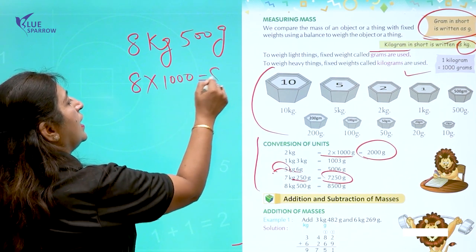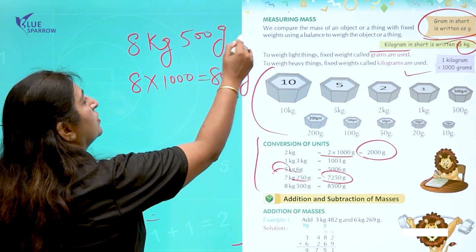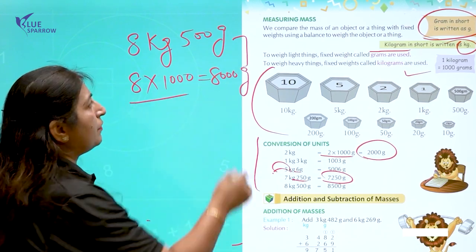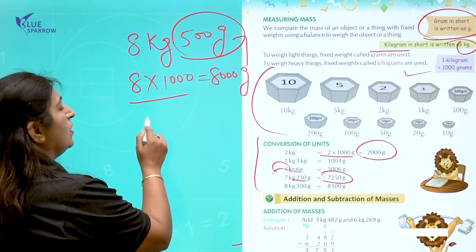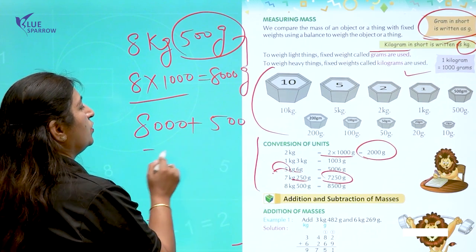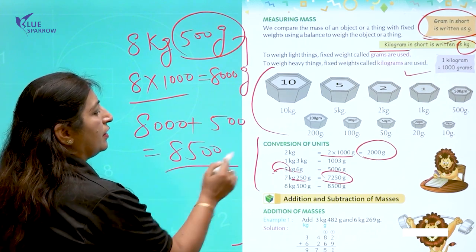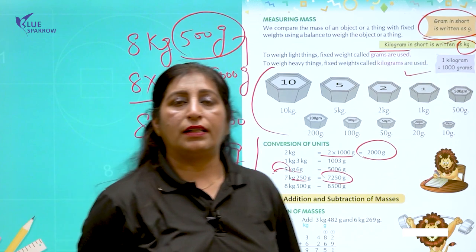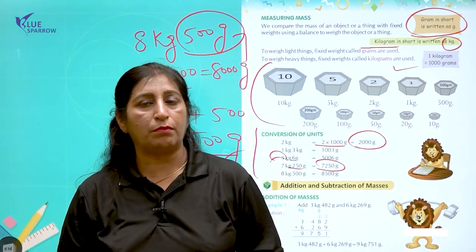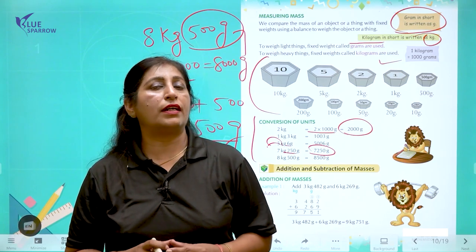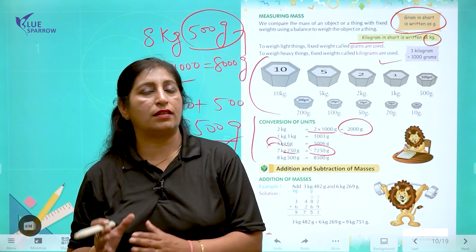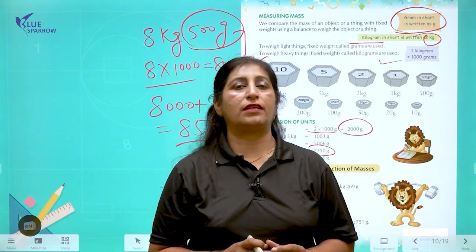It would give us 8000 grams. We saw that 8 multiplied by 1000 gives us 8000 grams and we would add 500 grams to it. So in this way we get 8000 plus 500 equal to 8500 grams. So keep in mind that while converting kilograms into grams, firstly multiply the given number with 1000 and if you are given some grams already, then add those grams to the answer which you get after multiplying the number with 1000.